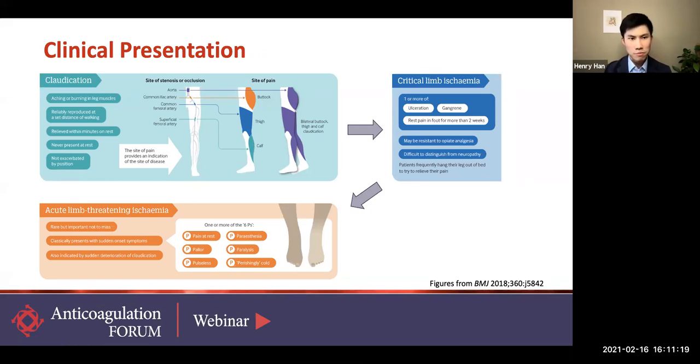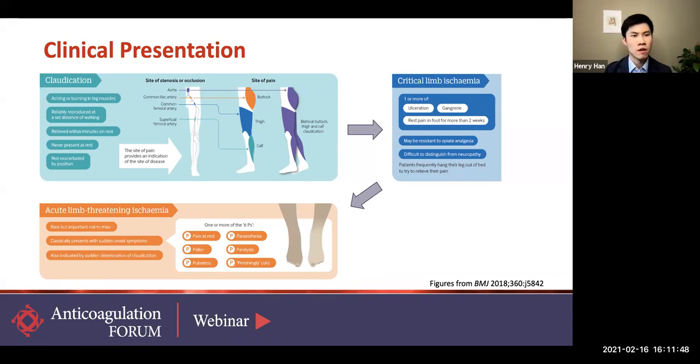These symptoms are reliably reproduced at a set distance of walking. So for example, a patient will tell me, "Doc, every time I walk from my front door down my driveway to my mailbox, I can almost guarantee that I'll have onset of symptoms." And then another feature of intermittent claudication is that these patients will say, "After I rest for 90 seconds or 2 minutes, the pain or discomfort will go away and I'll be able to walk a similar amount of distance before the symptoms come back."